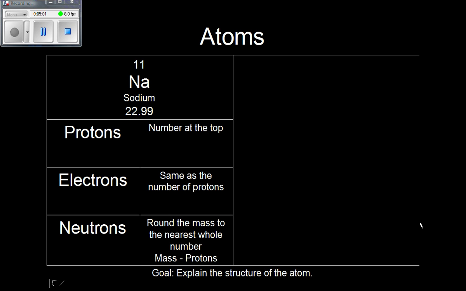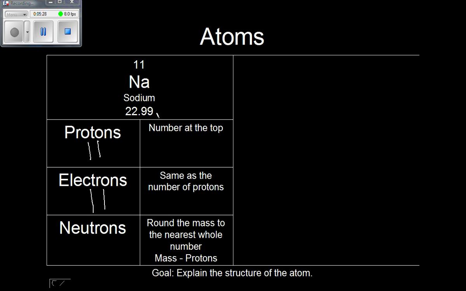What you see here is what you would see if you looked up sodium on the periodic table. The number at the top of the box is the identity of the element, which we said before is the number of protons. So in this case, sodium has 11 protons. Since atoms are neutral, that means our protons and electrons must be equal, so sodium also has 11 electrons.